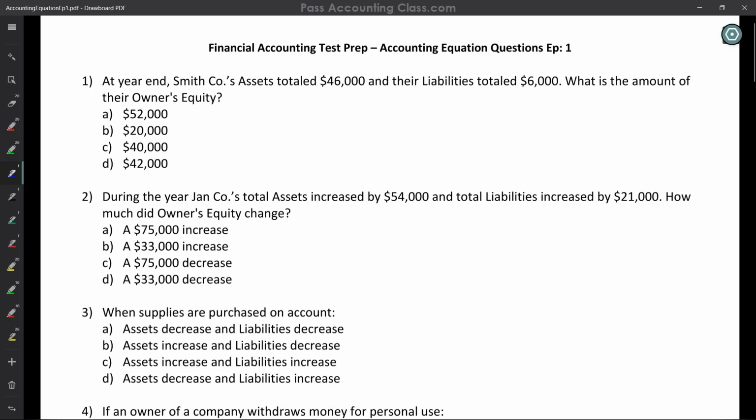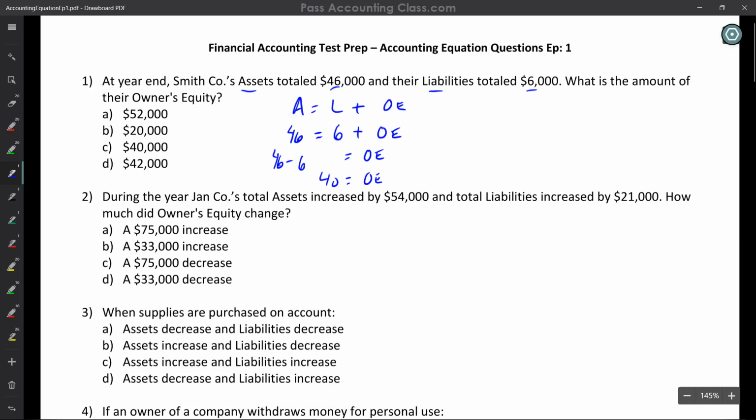So I'm going to write out the accounting equation. That's assets equals liabilities plus owner's equity. And then I'm going to plug the numbers in. So I have assets of 46 equals liabilities of 6, and we're solving for owner's equity. So owner's equity equals assets of 46 less liabilities of 6. And that's going to leave us with 40,000. So the answer here is C.